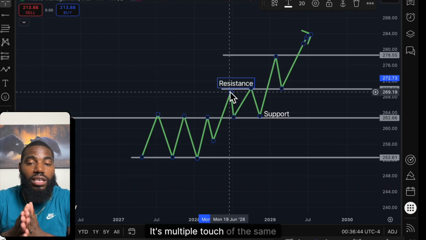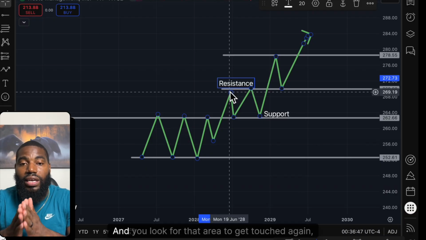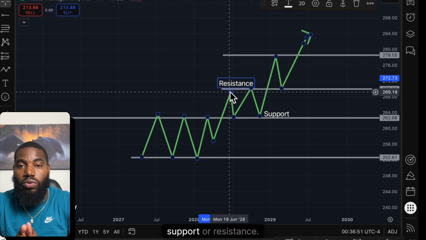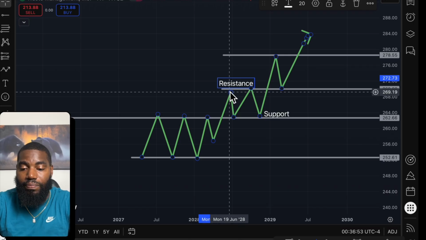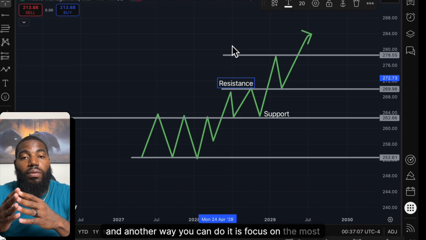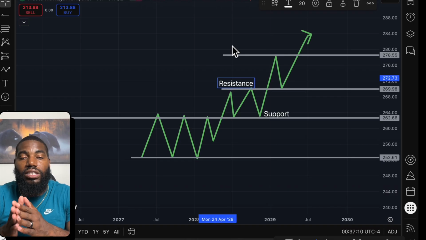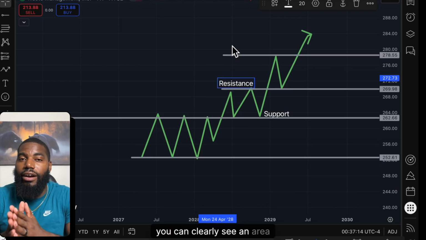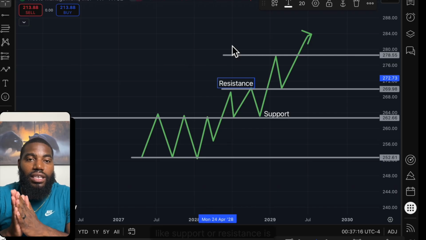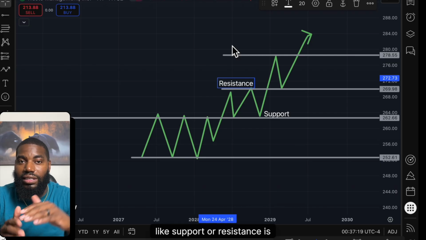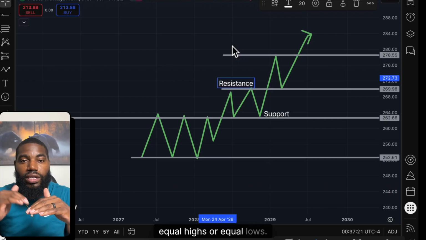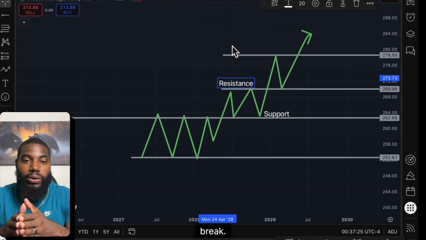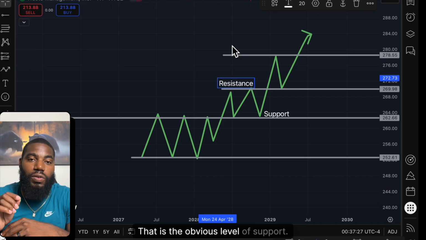It's multiple touches of the same area, and you look for that area to get touched again, either for support or resistance. Another way you can do it is focus on the most obvious areas. Sometimes when you look at a chart, you can clearly see an area that looks like support or resistance. It's equal highs or equal lows, and you can see the price just keeps hitting this level and it will not break. That is an obvious level of support.